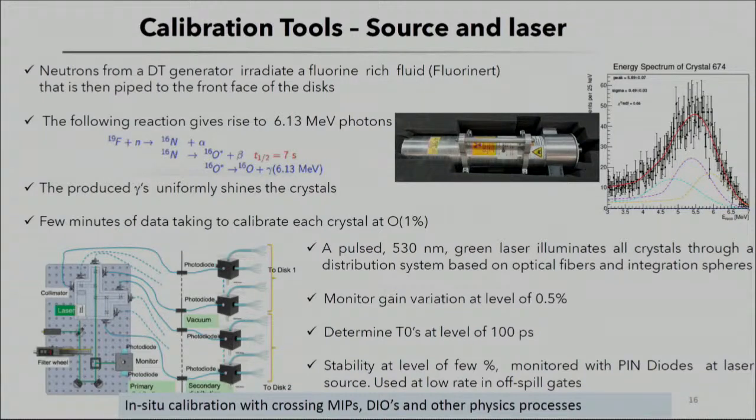On top of this source calibration system, we have a laser calibration system. Here you have a laser bench with pin diodes for monitoring the stability of the laser shine, and a fiber system and an integration sphere to route the light to each individual channel of the calorimeter. This system is going to keep the stability at the level of the percent.